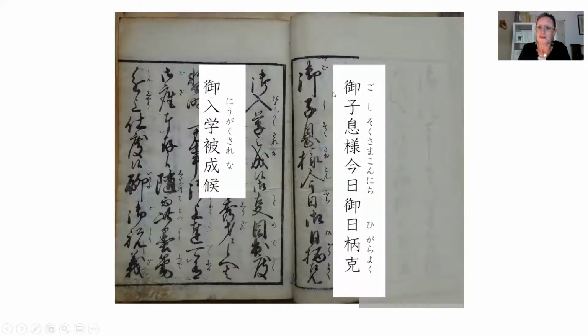Then we move into the first sentence of the letter template. Please follow the transcription, and try to follow the original. What I suggest is that you stop on this part of the video and try to get your eyes used to how a particular kanji is rendered in cursive. I will just read. Go shisoku sama, konnichi, o higara yoku go nyūgaku nasare soro. And the sentence actually continues, but I will stop here.